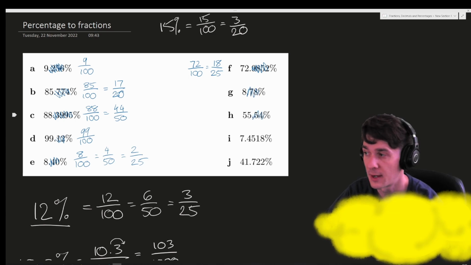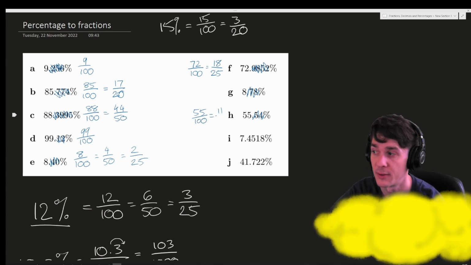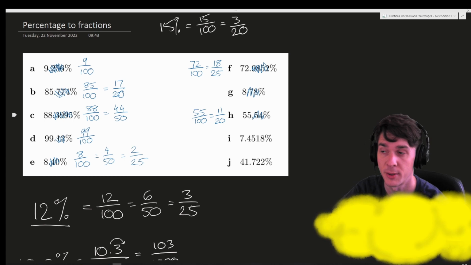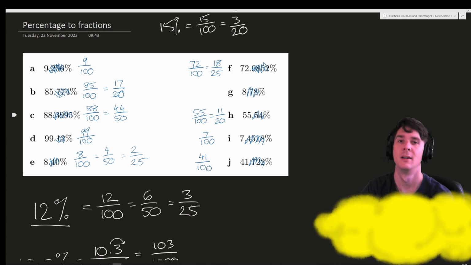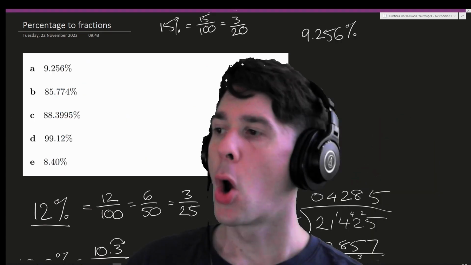If we had 55%, that becomes 55 over 100, which we can simplify to 11 over 20 by dividing top and bottom by 5. If we had 7%, that would become 7 over 100, and that's our answer. And if we had 41%, just as easily, it becomes 41 over 100. All right, that was a whirlwind.